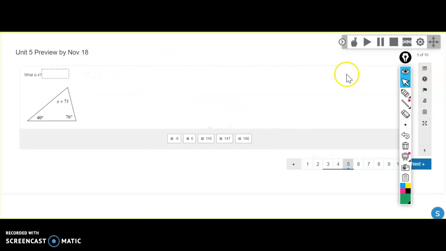And in objective one, here's an algebraic one. We have, again, the angles add up to 180. So this is going to be 40 plus 76 plus 71. All of that's going to add up to 180. So I'm going to add the numbers together.